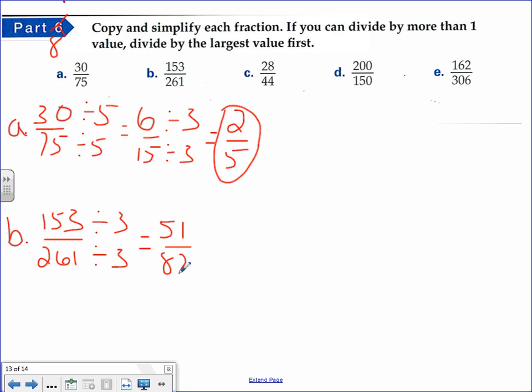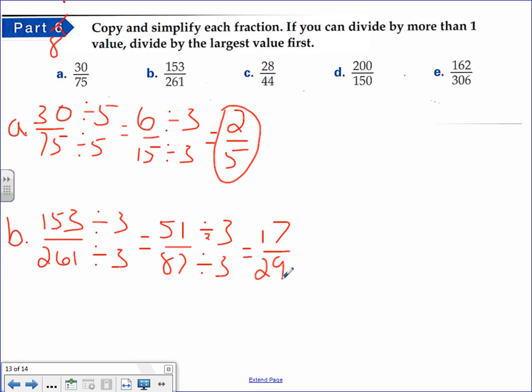Okay, now I need to check to see if I can keep going here or not. So I'll check 3 again. 5 plus 1 is 6, so 3 will go into 6, so 3 will go into 51. 8 plus 7 is 15. Well, 3 will go into 15 as well, so it looks like I can divide by 3 again. For both numbers, 51 divided by 3 is 17. 87 divided by 3 is 29.